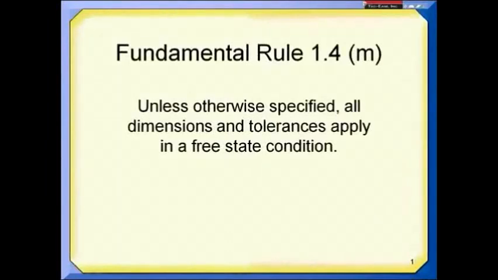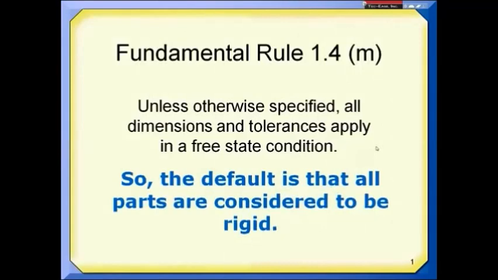Here's an example of a fundamental rule and how it may be overridden. It is Fundamental Rule 1.4M, and it tells us that unless otherwise specified, all dimensions and tolerances apply in a free state condition. In other words, the default is that the parts are considered to be rigid. You're not allowed to distort the part in any way during verification. You can't just look at a part and say, oh, that's a non-rigid part. You have to look at the drawing and see if it's been specified otherwise. If not, it's considered to be a rigid part.